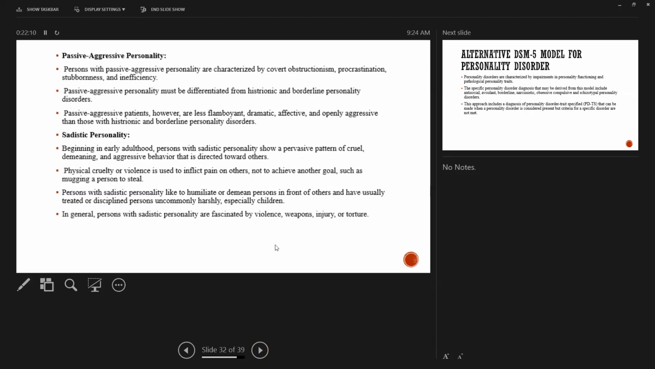Second is sadistic personality disorder. Now, beginning in early adulthood, these patients have a pervasive pattern of cruel, demeaning, aggressive behavior, usually directed to others. Physical cruelty or violence is used to inflict pain on others, not to achieve any other goal. And they also like to humiliate or demean persons in front of others, and have usually treated or disciplined persons uncommonly harshly, especially children. And they're also fascinated by violence, weapons, injury, or torture.